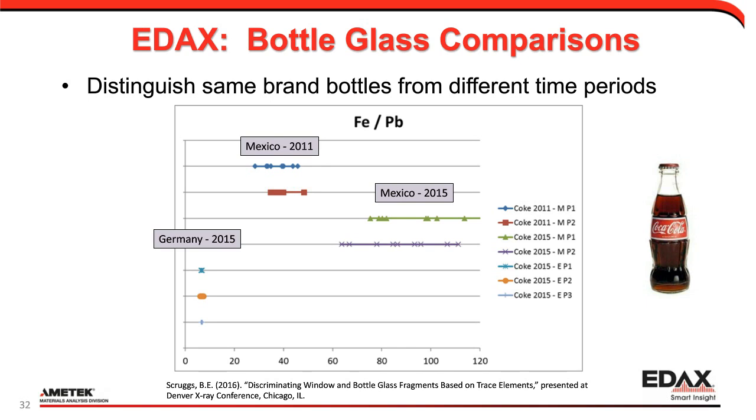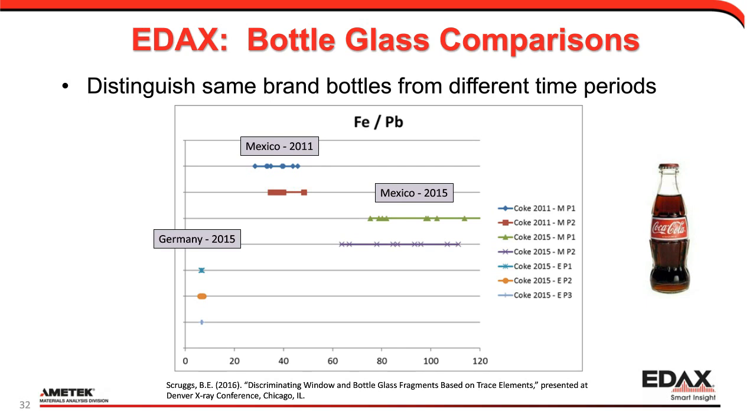And so each tier of the plot here shows you the results for one fragment. And if you have an overlap between these replicate measurements, then you can consider the 2 fragments to be consistent with one another. So you can see the 2 fragments from the Mexico bottle 2011 are consistent with one another. However, there's a difference in the iron to lead ratio for the Mexico bottle from 2015.